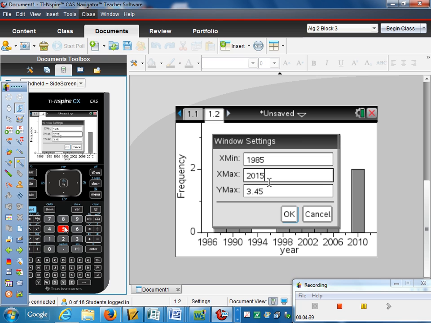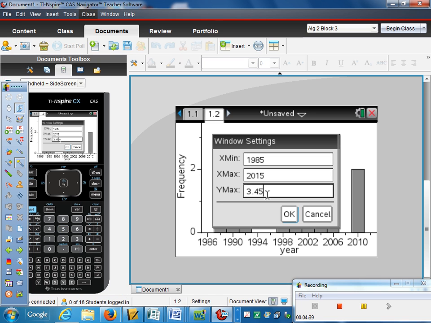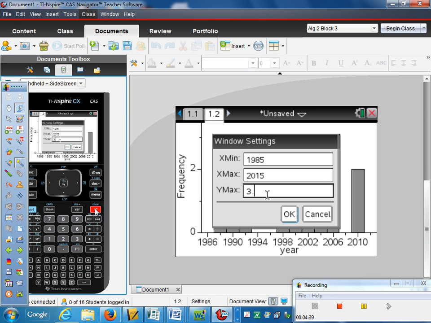And then, okay, Y max is how many. This is a guess. How many do you think might fall in one bar? How high do we need this Y coordinate to go? 5 or 6? Got a preference? 5. Fine, we'll try 5. Now, is it going to group by every 3 years? Did we do anything there that says group by every 3 years? No, we didn't. You do have to set this.